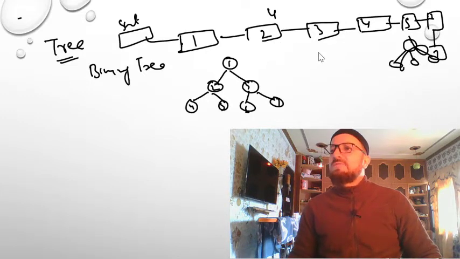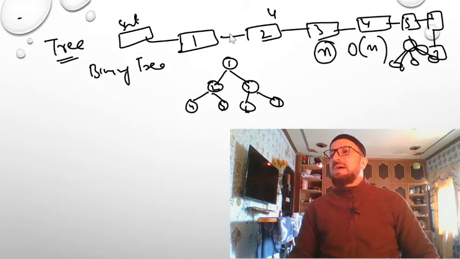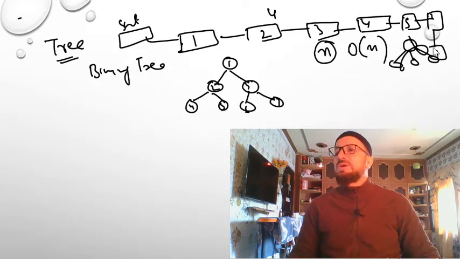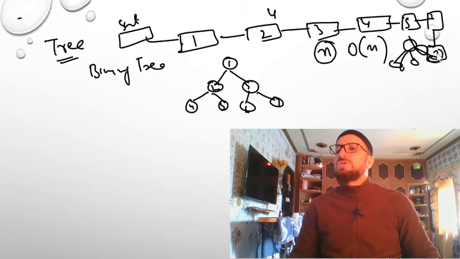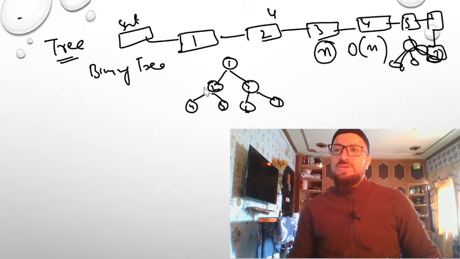So that means if we have n nodes, the complexity of this will be big O of n. Okay, because n times you have to go somewhere, search something; in a worst case scenario, you have to go n times to search that particular thing, right? So we want to minimize this, we want to make it efficient. That's why we had binary trees.